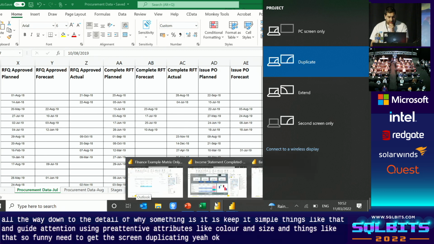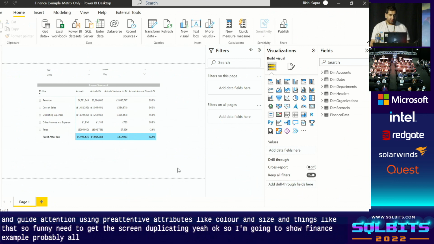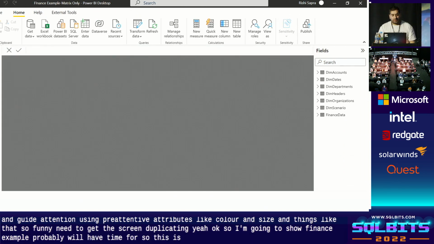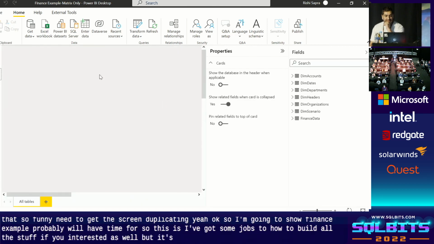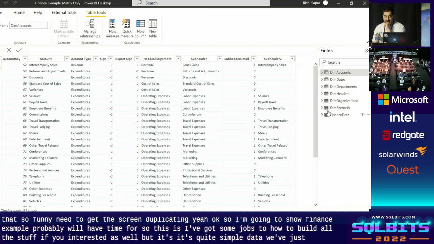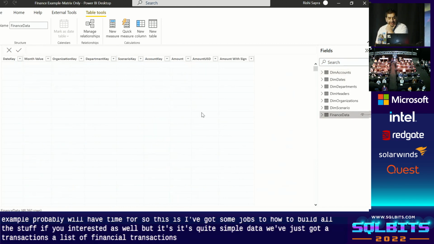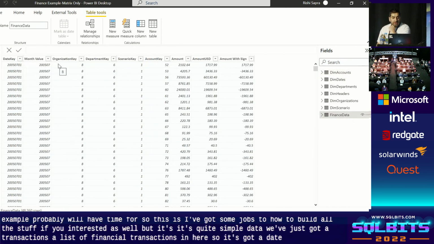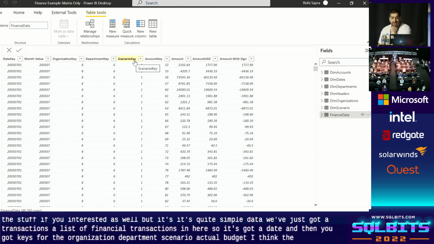Okay, so I'm going to show a finance example, and that's probably all I have time for. I've got some examples of how to build all this stuff if you're interested as well, but it's quite simple data. We've just got a list of financial transactions in here. So it's got a date, and then you've got keys for organization, department, scenario, actual or budget. I think there's only two here, actual and budget.